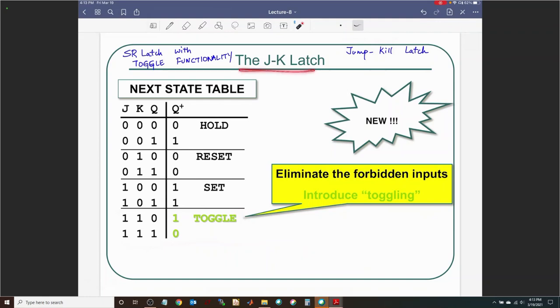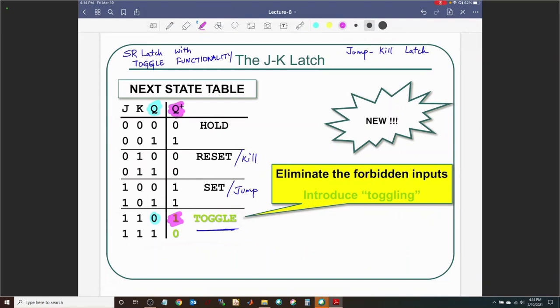So what is the next state table of a JK latch? You see over here, we have JK, earlier we had SR. They are going to appear very similar to before. Hold when J and K are zero. So that means Q plus equals Q. Reset or kill when K is 1, J is 0. Set or jump when J is 1, K is 0. And then the last one is toggle. Whatever it was before will toggle or flip. So if it was 0 earlier, it will become a 1 next.